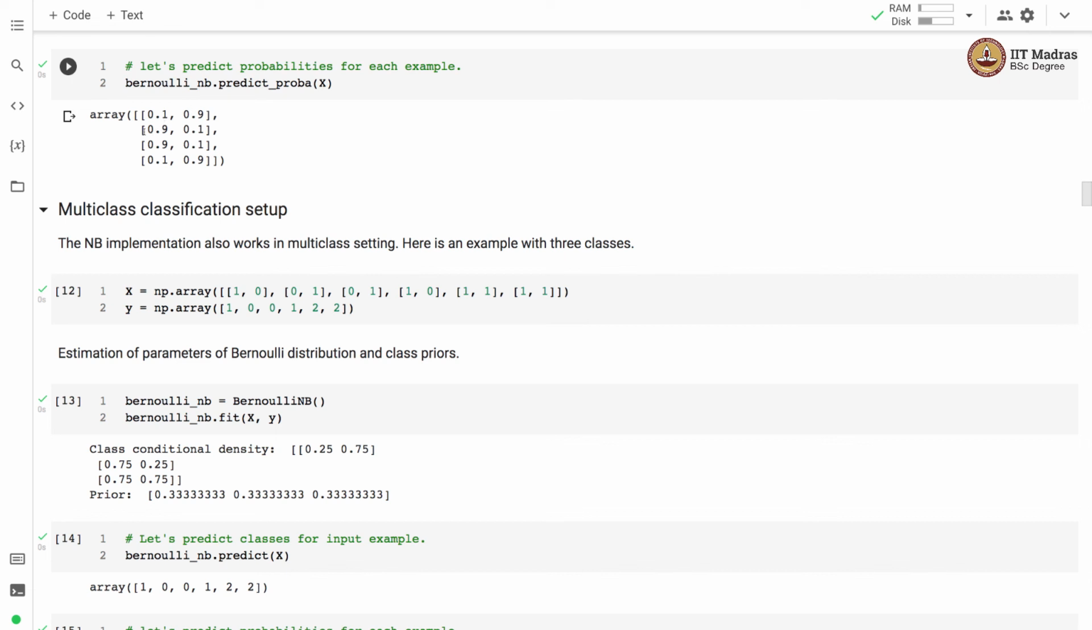For the second example, the probability of belonging to class 0 is 0.9 and the probability of belonging to class 1 is 0.1. Hence we assign the second and third example to class 0, and the fourth example is just like the first example, where the probability of belonging to class 0 is 0.1 and class 1 is 0.9, hence we assign the class 1 to the fourth example.